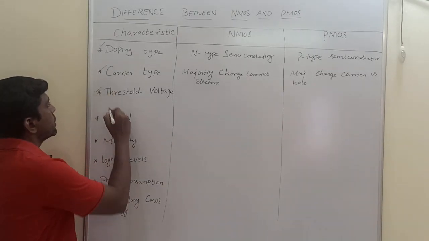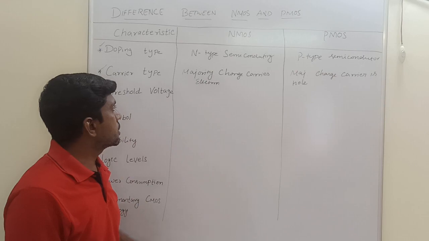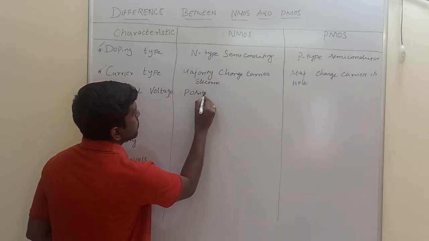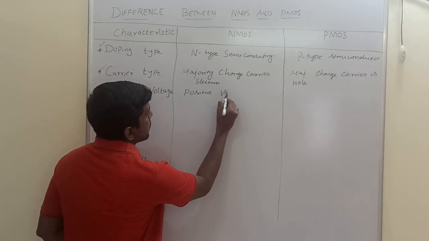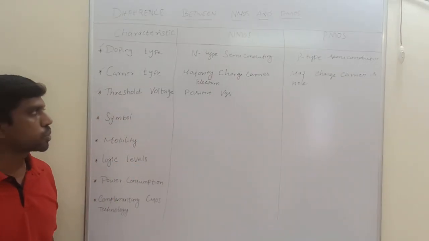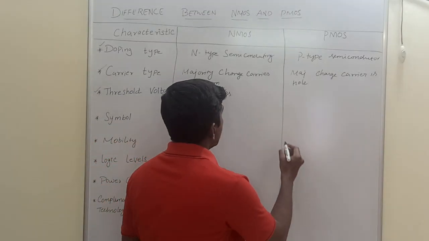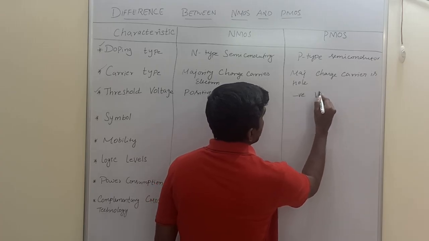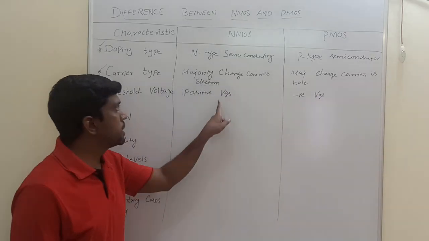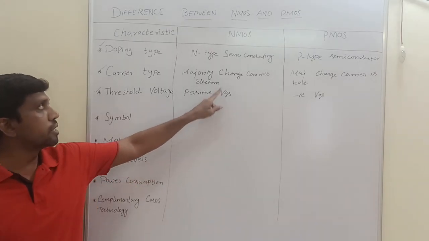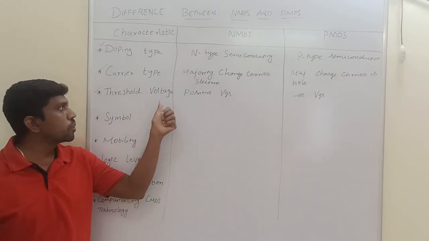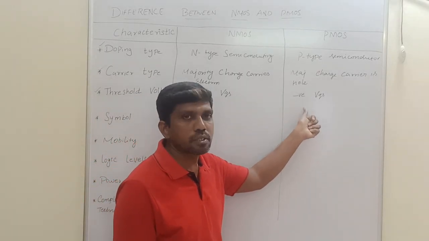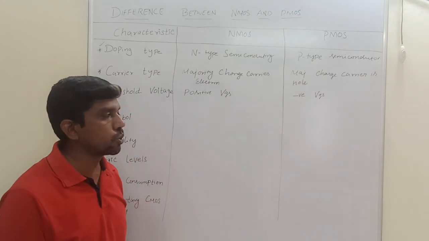Then the next parameter is threshold voltage. In NMOS transistor, it occurs at positive VGS, positive gate to source voltage. In PMOS transistor, it occurs at negative gate to source voltage. This VGS represents gate to source voltage. In NMOS transistor, the threshold voltage occurs at positive gate to source voltage. In PMOS transistor, it occurs at negative gate to source voltage.